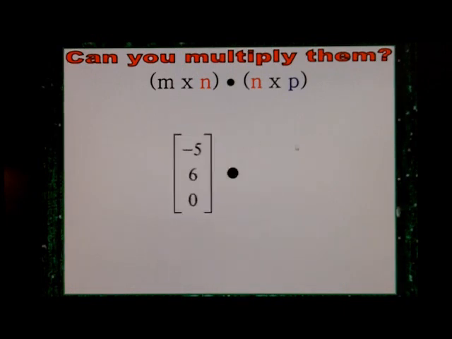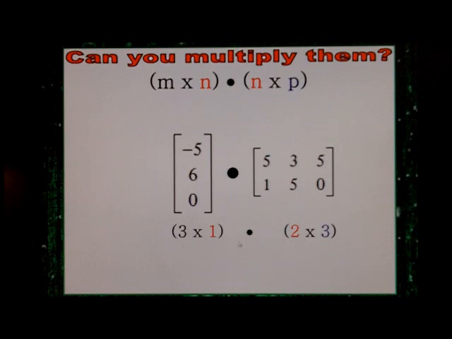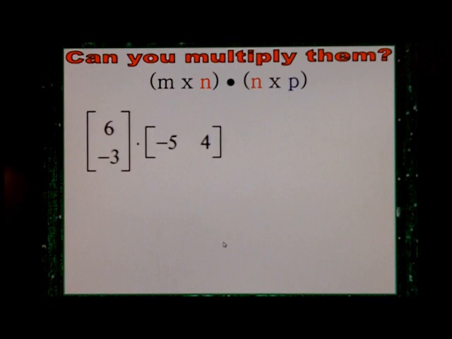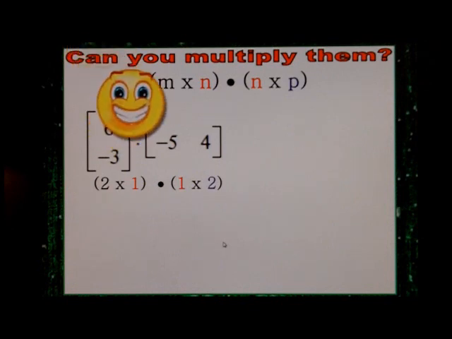Okay, how about this one? Looks like a 3 by 1 and a 2 by 3. Oh, nope, these numbers do not match up, so that one is no good as well. So there you go. How about this one? It's a 2 by 1 and a 1 by 2. You betcha you can do it. Looks good to me. How about this one?